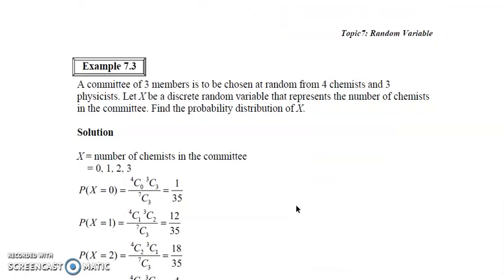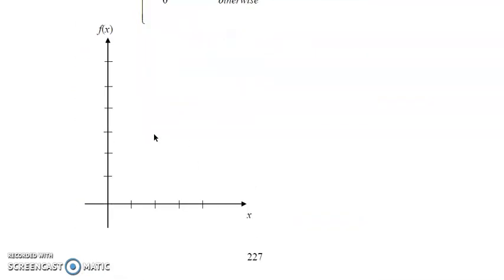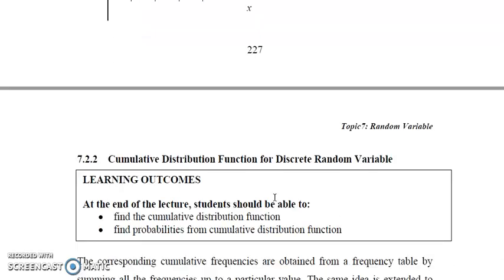As we proceed, example 7.3, I believe they already discussed this one, so let's just proceed. This is just the graph I already gave you previously, showing that it has a discrete probability distribution function. So let's proceed to the CDF.